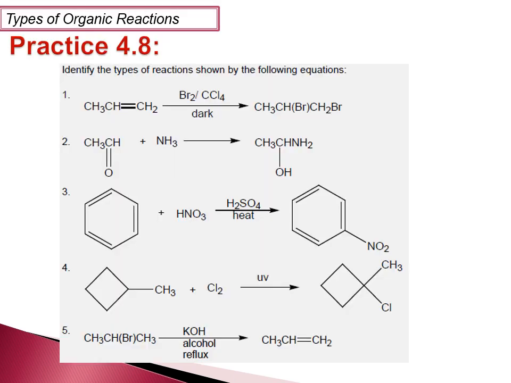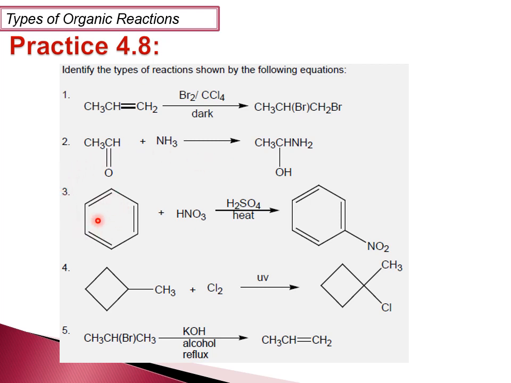Let's do practice 4.8 together. You have more questions in the tutorial section. Please do it all. Number 1, this is a propene and we want to insert Br in the middle of the compound and at the end. So this is basically electrophilic addition. Second, this is an aldehyde. Aldehyde is now becoming an alcohol. So what happened here is a nucleophilic addition.